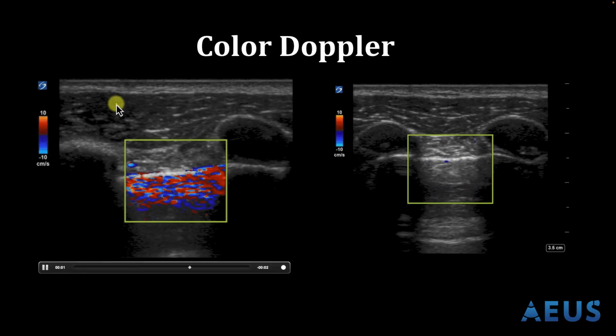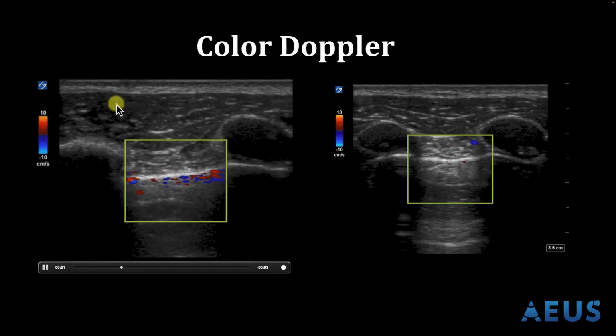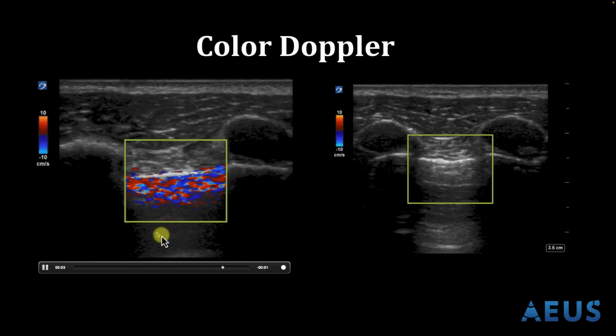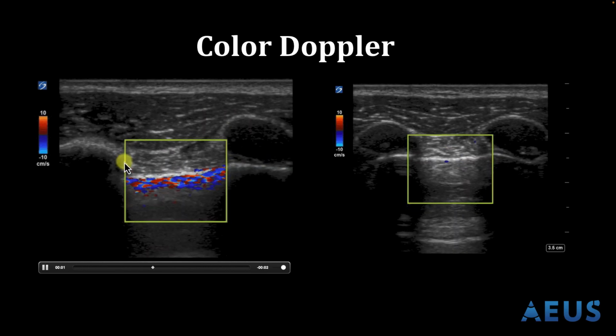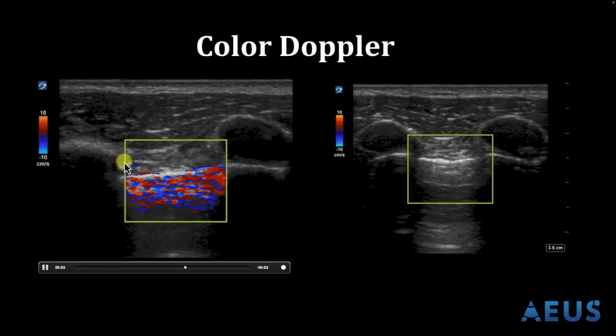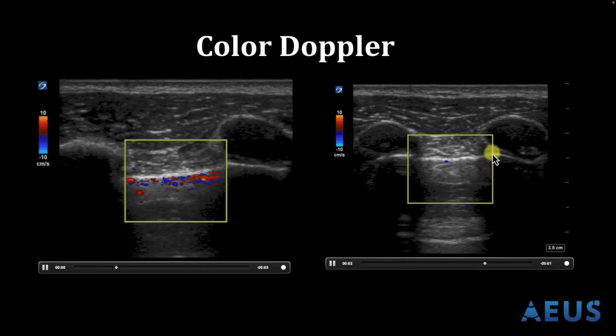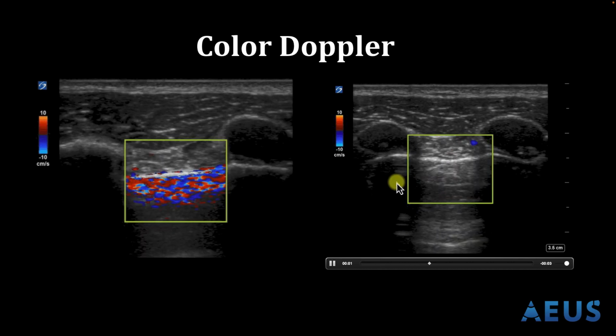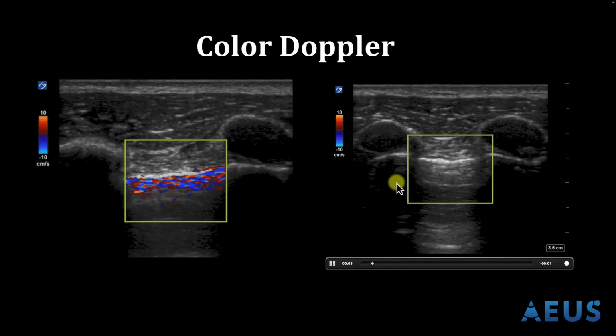You can use color Doppler to visualize lung sliding. In the image on the left, you can see that there is a lot of color at the pleural line. This indicates that there is movement at the pleural line and therefore no pneumothorax. In the image on the right, there is no color using color Doppler, which is concerning for pneumothorax.